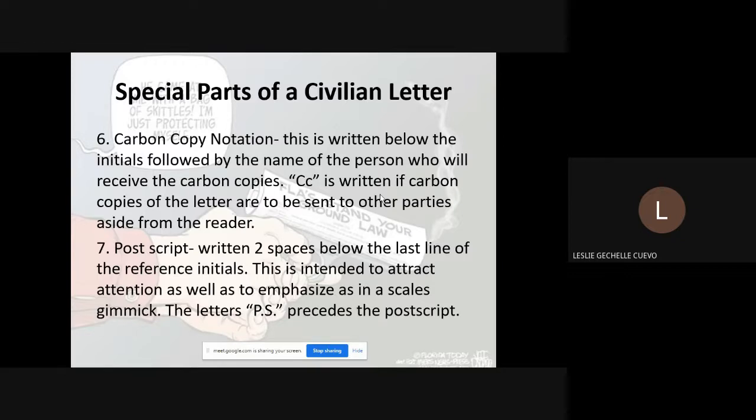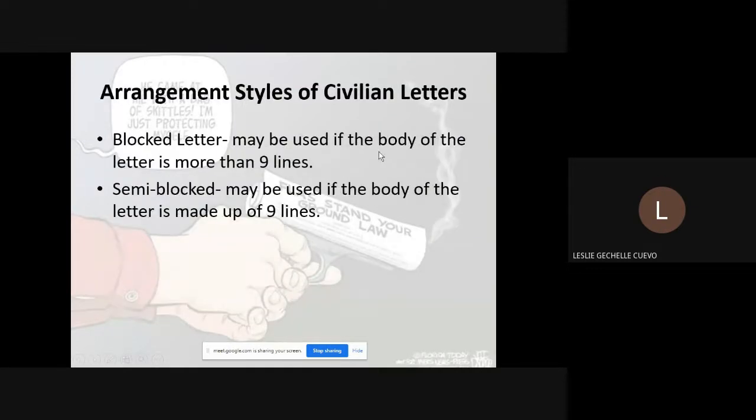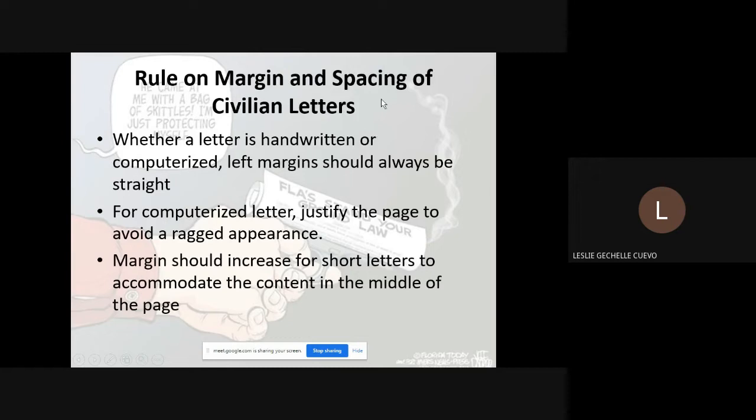This is intended to attract attention as well as to emphasize, as in a sales gimmick. The letters PS precede the postscript. Okay, next, arrangement styles of civilian letters. So we have blocked letter and semi-blocked. Pag sinabing block, this may be used if the body of the letter is more than 9 lines. And then semi-block may be used if the body of the letter is made up of 9 lines sakto, or pababa. Yan, semi-block.